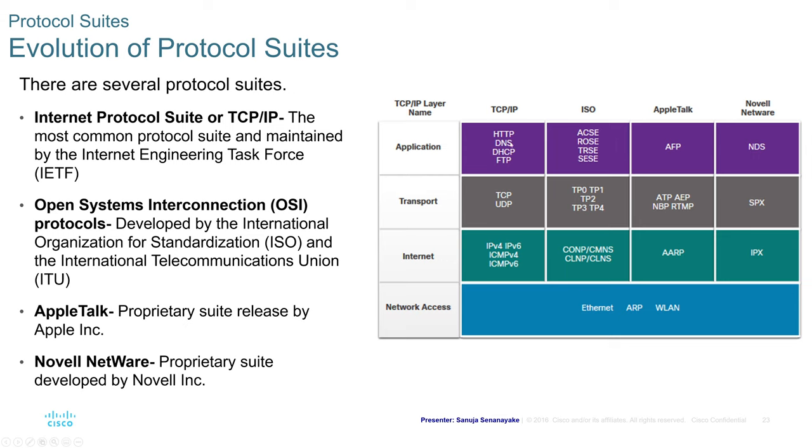The TCP/IP suite has HTTP, DNS, DHCP, FTP, those protocols on the application layer. Then we have the transport layer with TCP and UDP, and then we have the network access layer down here. The ISO model is also broken down into different categories like that here, and AppleTalk and so on. We will talk in depth about a little bit of TCP/IP and a lot about the ISO model in the next few slides, so that you can have a better idea of how the ISO model and TCP/IP work. So it's coming up in the next few minutes.